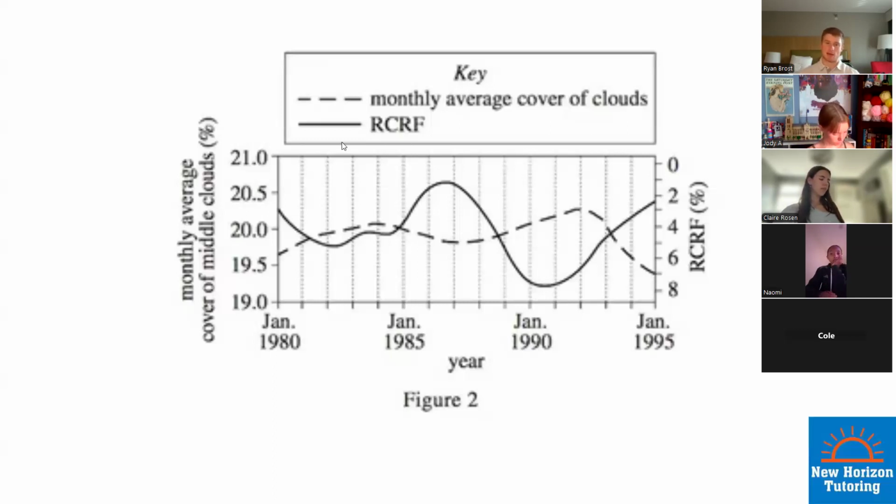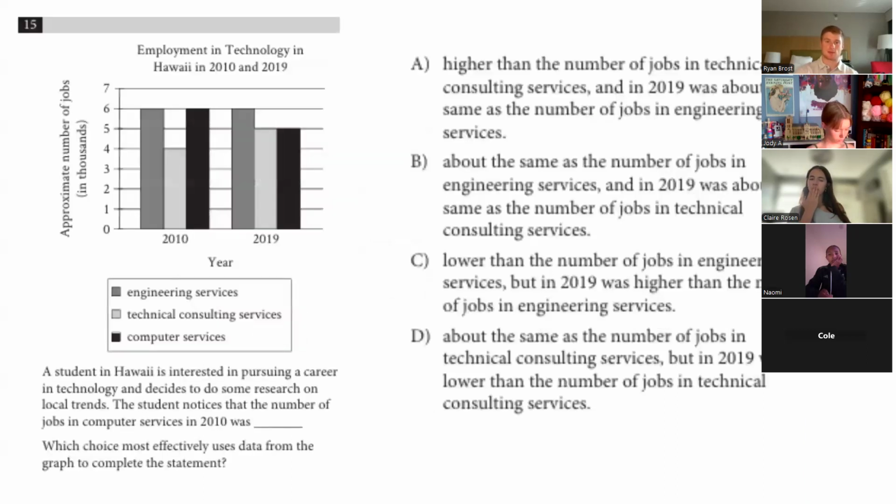We also have the double axis here. So the dotted line refers to the average cover of clouds, which would be this axis. So it's between 19 and 21%. And the RCRF percent. Oh, sorry, I read that wrong. So they're not actually inversely related because this graph is flipped upside down. So if you flip that right side up, then they would actually be increasing and decreasing at the same time. So yeah, some tricky stuff like that.